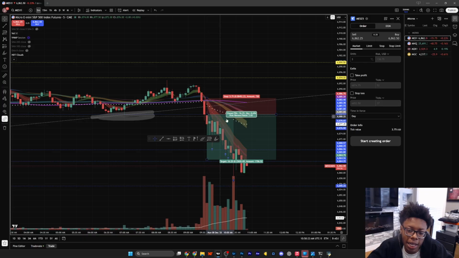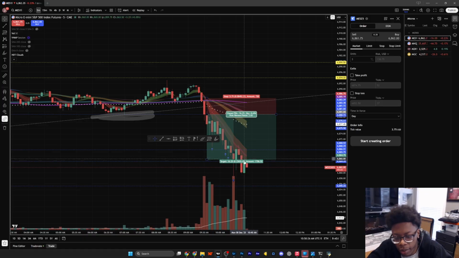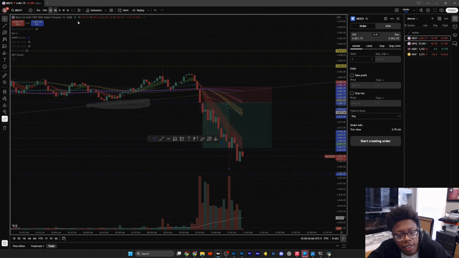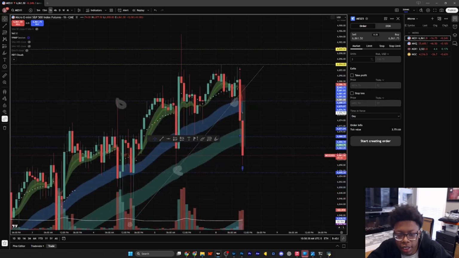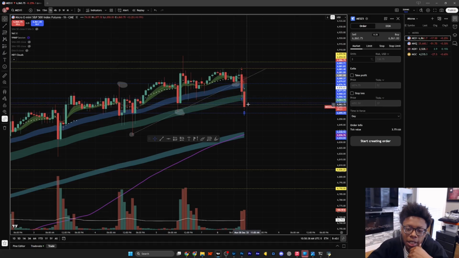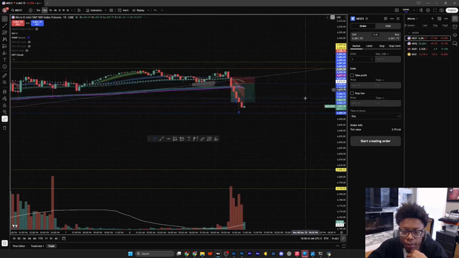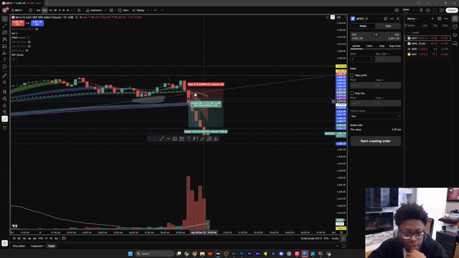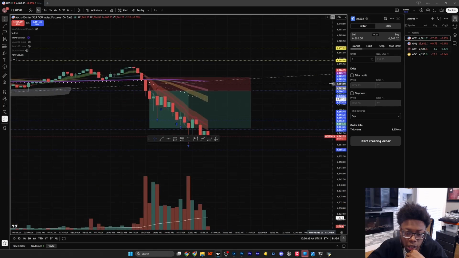So I set my take profit down here because as you can see, this is where price had bounced right here. I sold some contracts right here because it was some resistance right here previously. But ultimately the trade panned out. I was able to get a profitable trade on that.